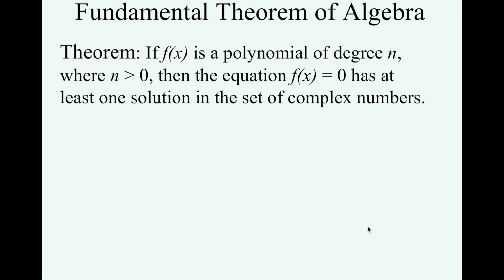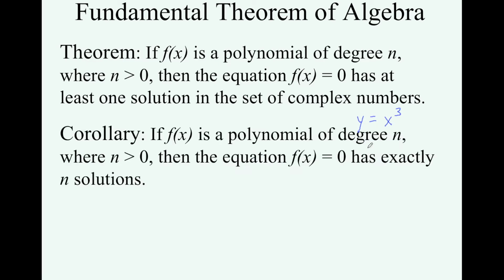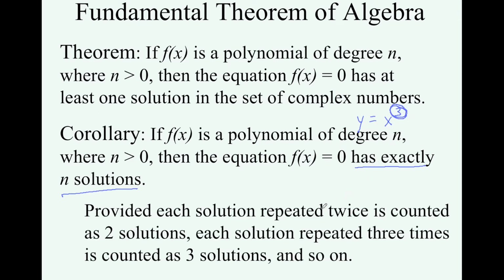So here's the fundamental theorem of algebra. It says if a polynomial of degree n, where n is greater than 0, so for example, y equals x to the third, then this equation has at least one solution in the set of complex numbers. Further along it says whatever this degree is, it has exactly that many solutions. So y equals x to the third has how many solutions? 3 solutions. As long as each solution that's repeated twice is counted as 2 solutions and 3 times is counted as 3 solutions, and so on.